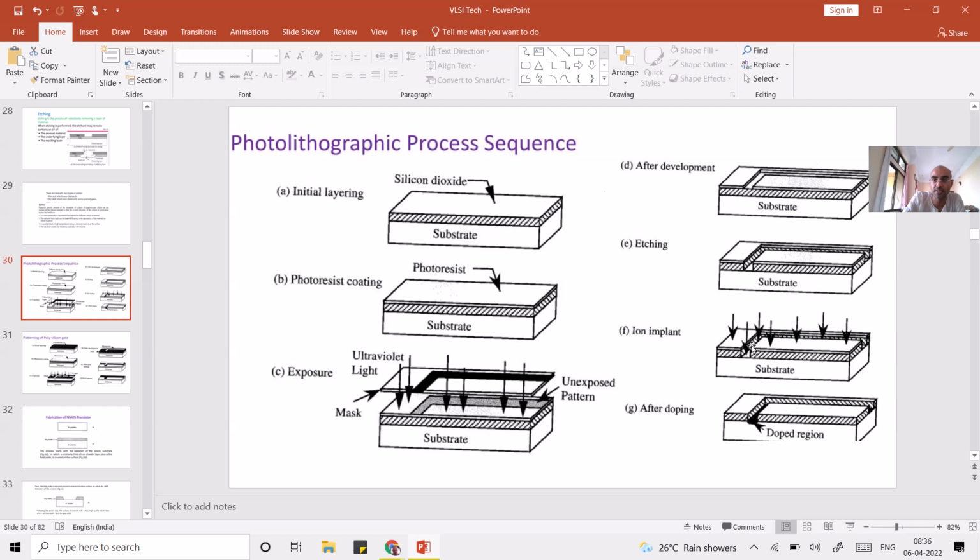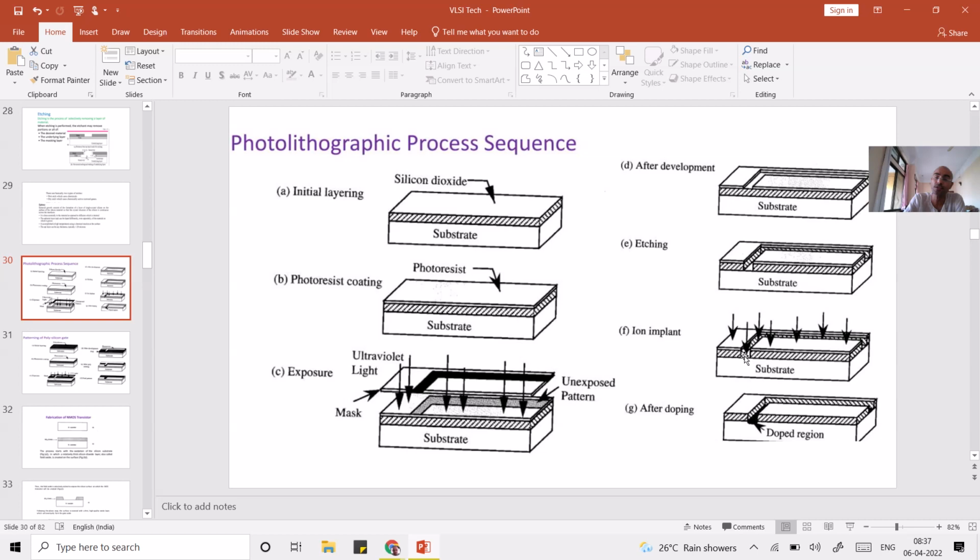Not for the diffusion. This photoresist layer can't work as a mask for the diffusion process, but it can work as a mask for the ion implantation process. Why? Because the ion implantation process actually happens at room temperature. So the photoresist can withstand this temperature, whereas the diffusion process happens at a very high temperature.